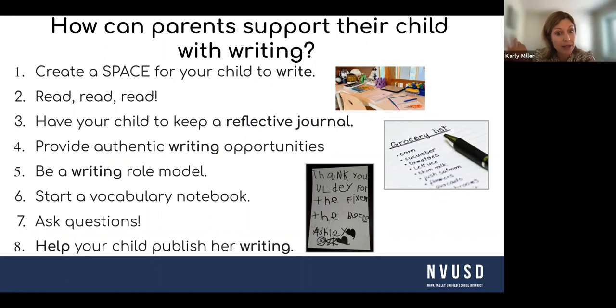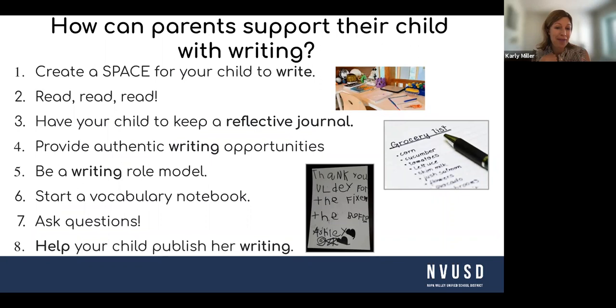Provide authentic writing opportunities. Hey, we're going to go to Safeway. We're going to go ahead and make a quick list. So we need corn, and they might not be able to spell the word corn, but they can put a C for corn. Or, hey, we're going to make our favorite recipe. Let's try to write down some of the steps of the recipe. What's the first step in the recipe?